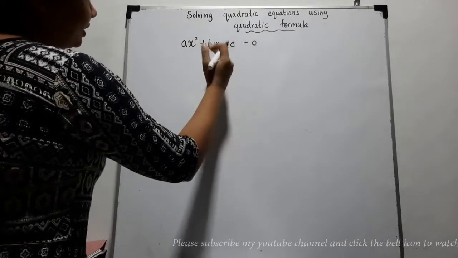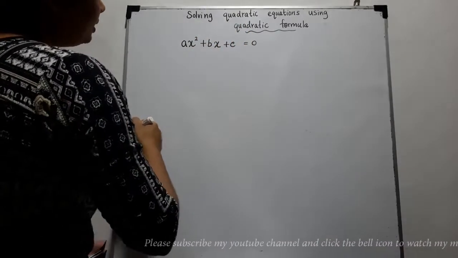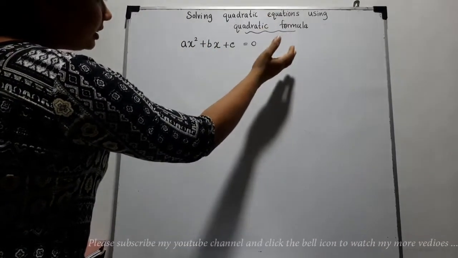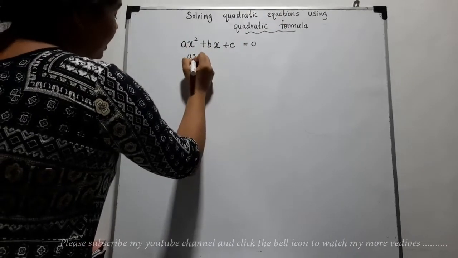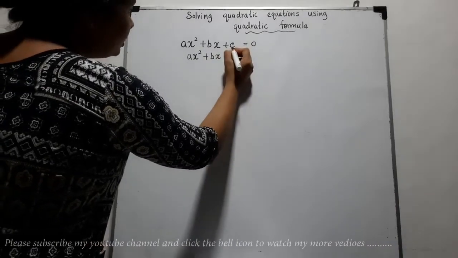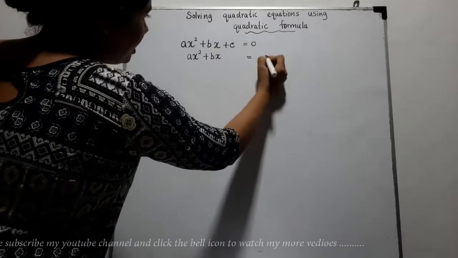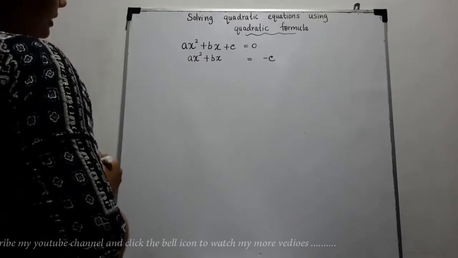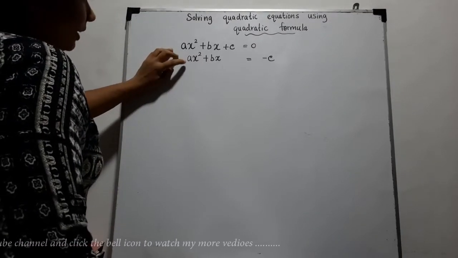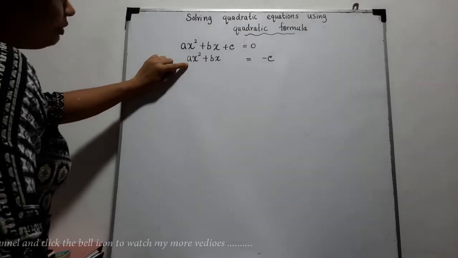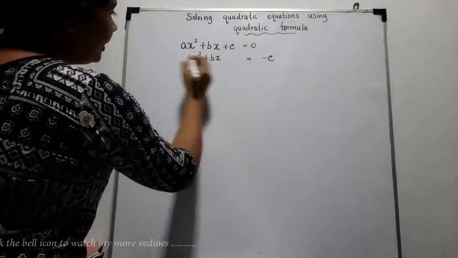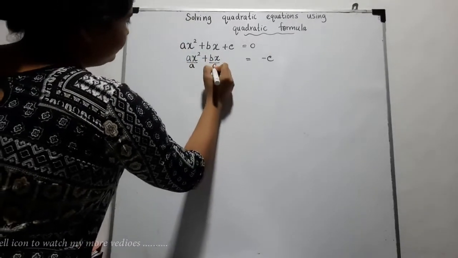To use completing the square, we have to keep the x terms on one side and the constant on the other side. So I keep ax squared plus bx on the left side and move c to the right side, where it becomes negative c. It is easy if the leading coefficient is 1. Here the leading coefficient is a, so to convert it into 1, we have to divide the whole equation by a.